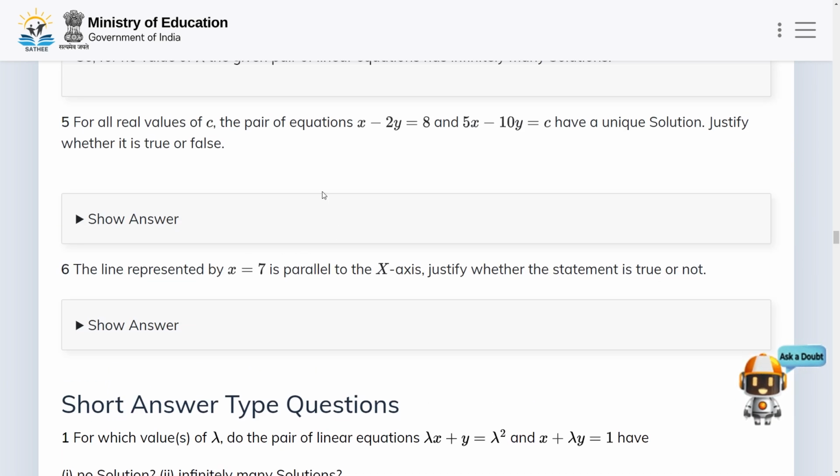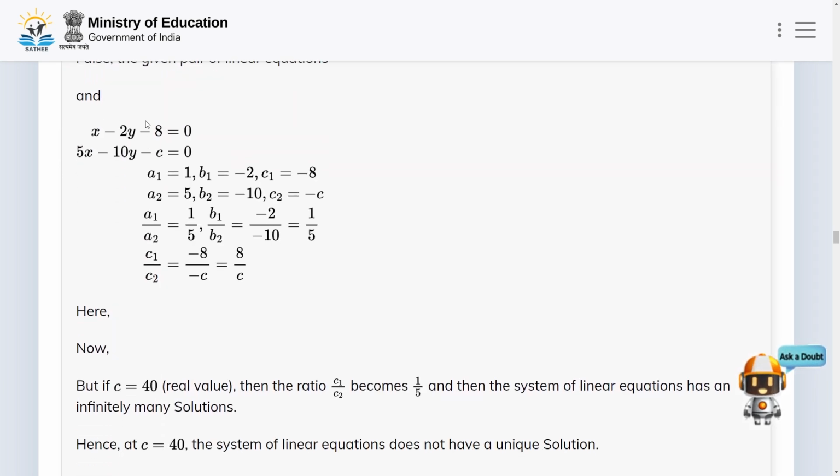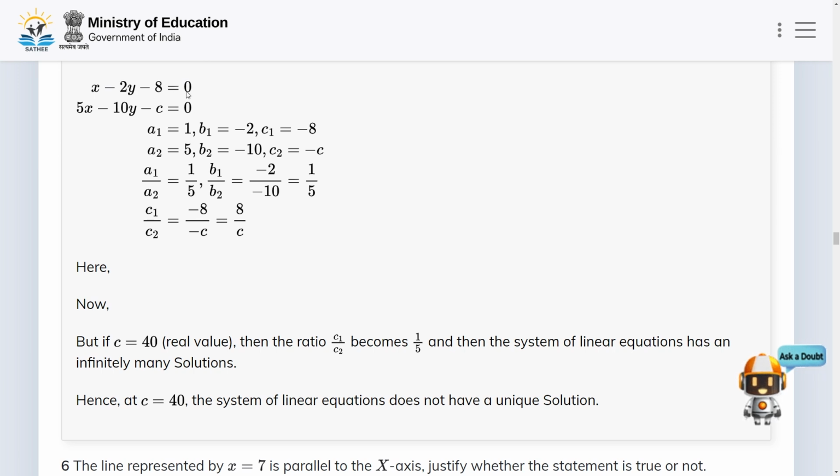So in question number 5, we have to find, for all real values of c, whether the pair of equations x minus 2y is equal to 8 and 5x minus 10y is equal to c has a unique solution. So justify whether it is true or false. So we have to check for all real values of c. Okay, so let us check the statement. So the given pair of equations are x minus 2y minus 8 equal to 0 and 5x minus 10y minus c is equal to 0.